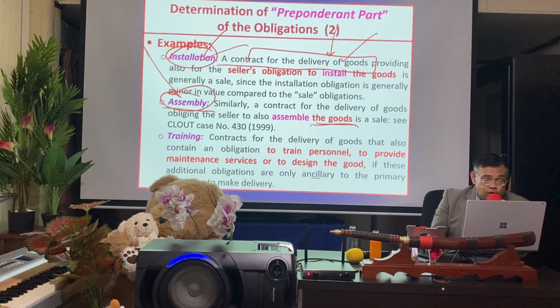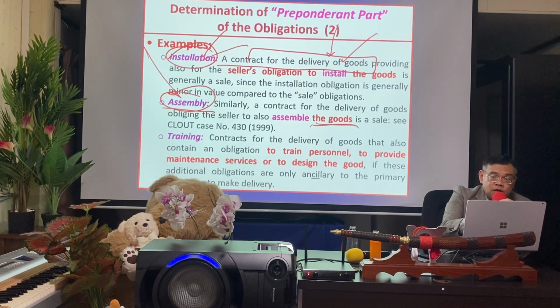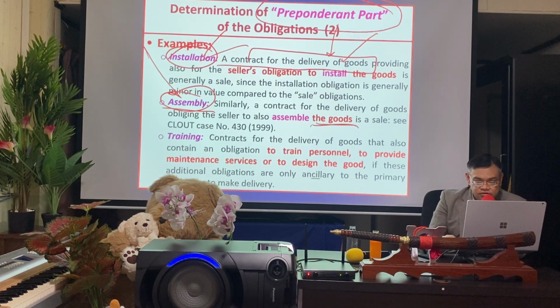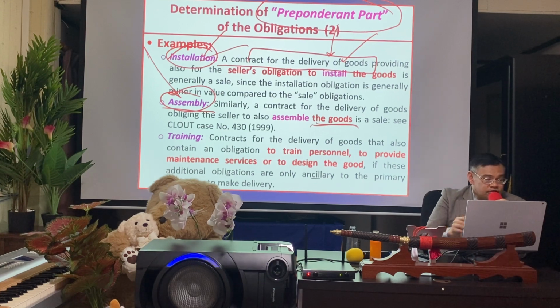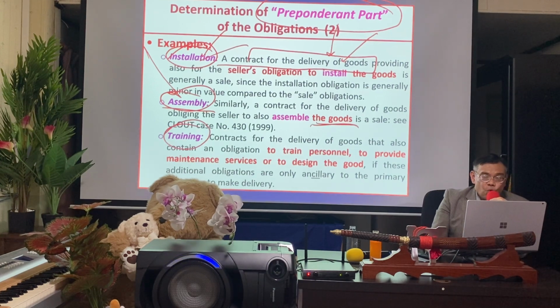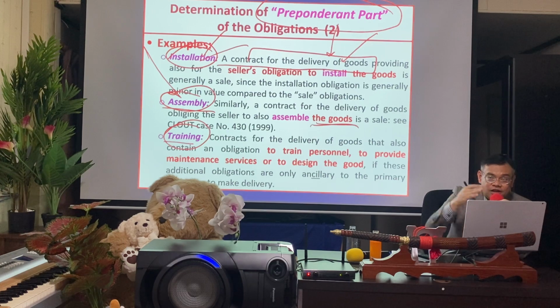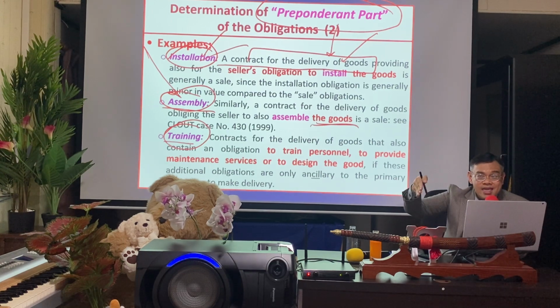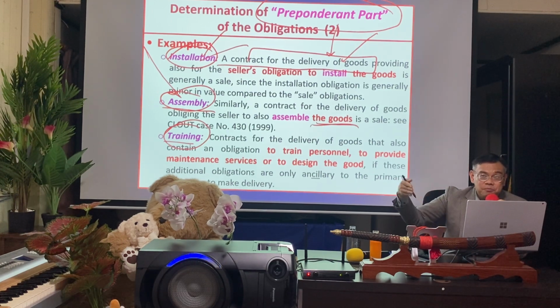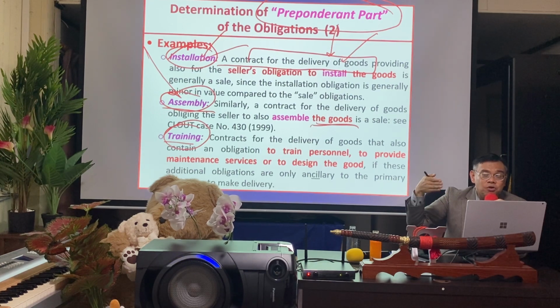But if the economic value of the part which deals with the assembly of some parts of the goods represents the preponderant part, in that case it is not a sale. Sometimes we also get a contract which requires the party who delivers the goods also to provide some training. In a way, it is a contract whereby A delivers the product to B, and A is also required to do the training for B.